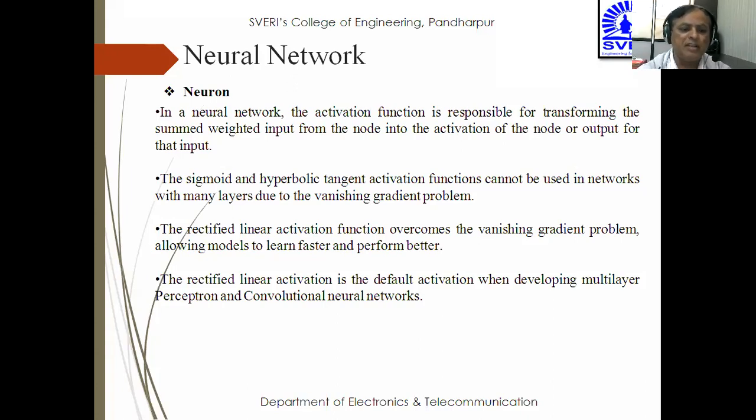Whereas the rectified linear activation function overcomes this vanishing gradient problem, and that allows the model to learn faster and perform better. Hence, ReLU is used in many applications where you have a large number of hidden layers between the input and output layer. The rectified linear activation is the default activation when developing multi-layer perceptrons and convolutional neural networks. So in these two applications it is definitely used. In other applications also you can use it, although sigmoid can be used if you have fewer hidden layers.